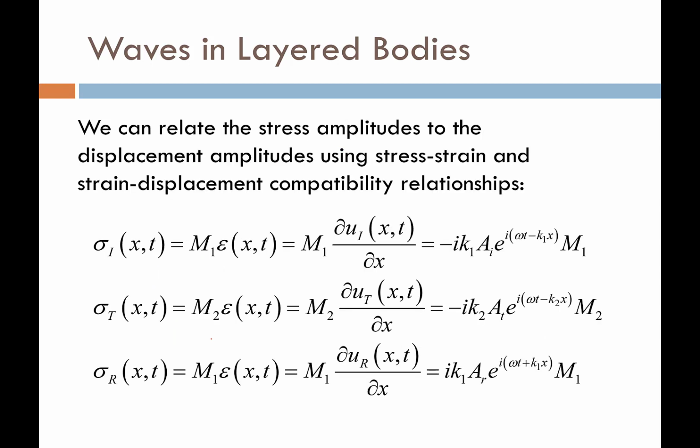All right. We can use the same principles we use to derive the wave equations, meaning that we need equilibrium relationships, and we need stress-strain and strain-displacement compatibility. If we walk through all the derivations, we end up with relationships that look like this for our 3 types of waves: our incident, our transmitted, and our reflected waves, respectively.